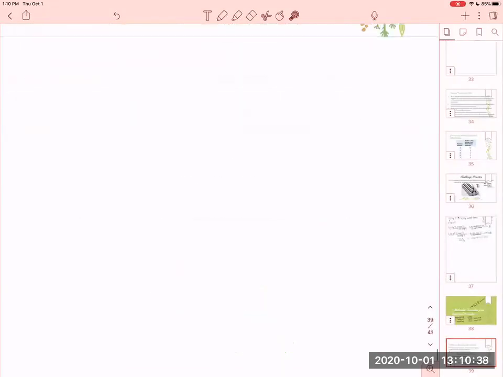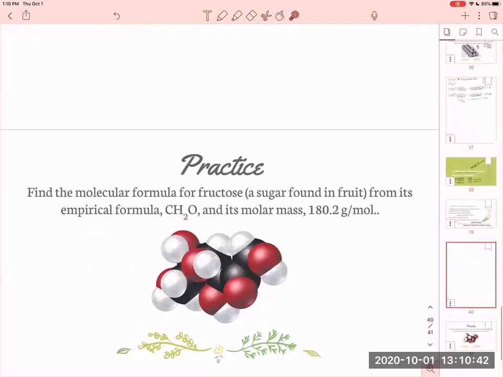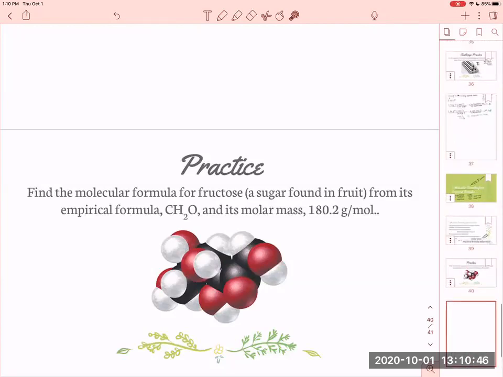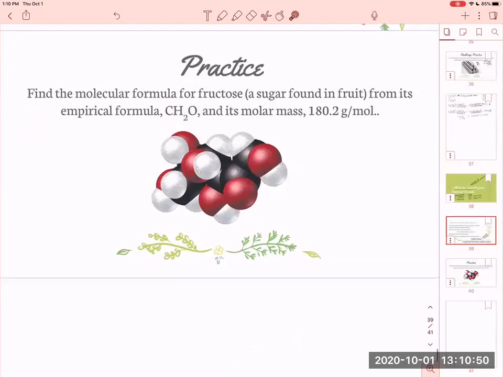All right, so looking at this, put this page in the wrong place. Find the molecular formula for fructose. Okay, so let's say we did all our math and found our empirical formula. And I give you the molar mass of fructose. Okay, and we know it's probably not CH2O because I can already see you got a lot of carbons hanging out in the structure here. It's kind of a bigger molecule.